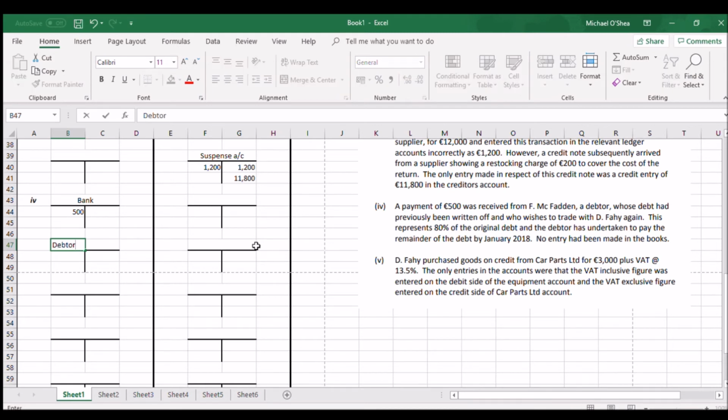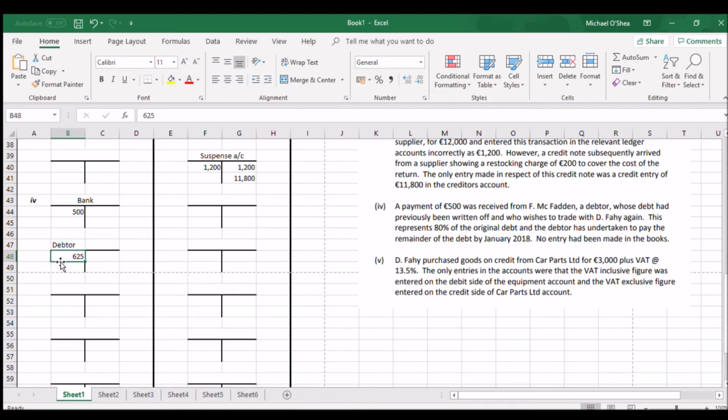So they had owed me money before and then I took it out of the accounts, and now they're paying me again and they're undertaking to pay the remainder. That means that I have to take into account the entire amount that they owe me. €500 is what they paid me, but that's only 80%. The full 100% is €625. That €625 is money that they've paid me, and that they haven't paid me. It's the full amount of the debt.